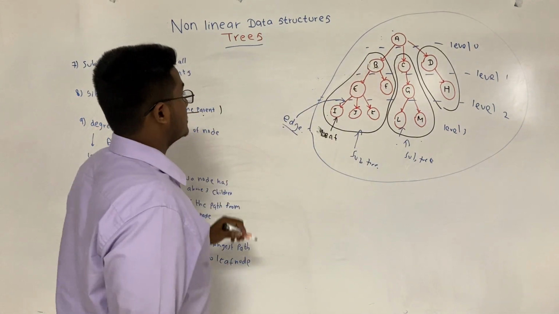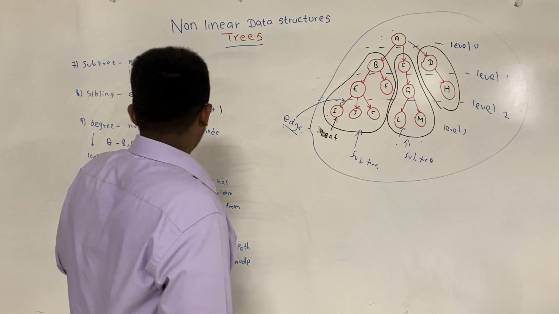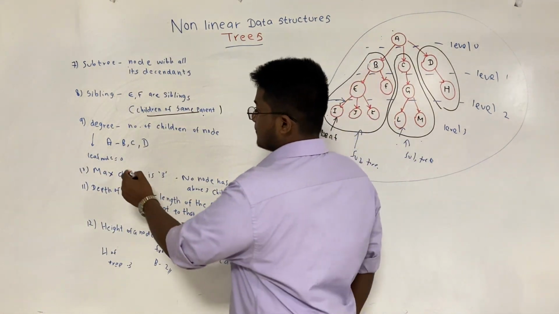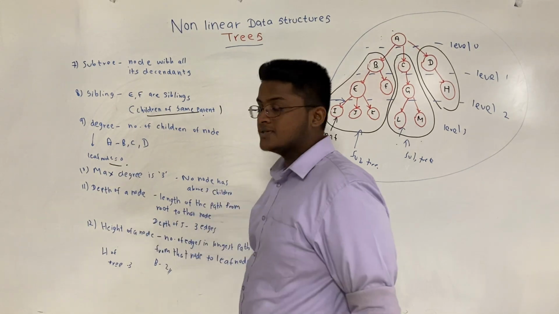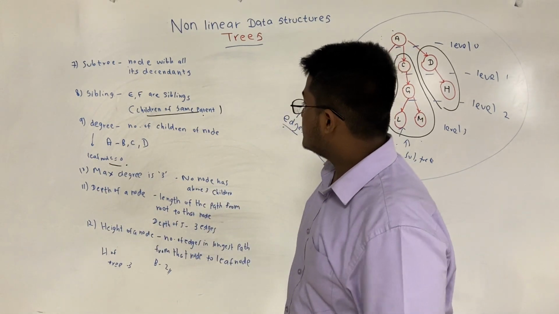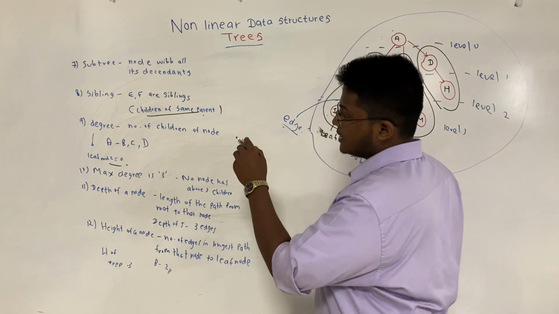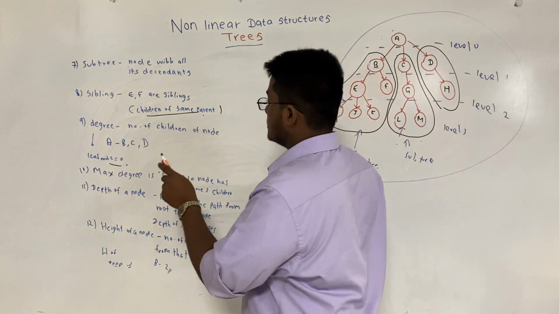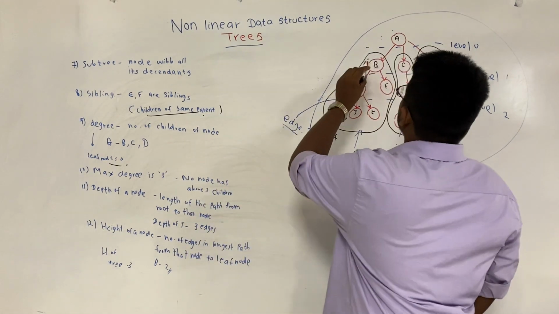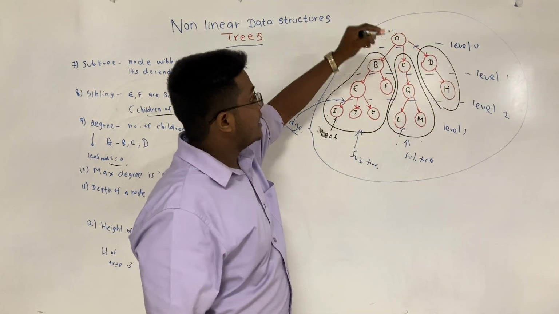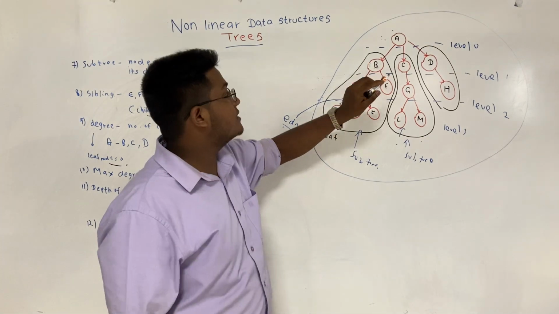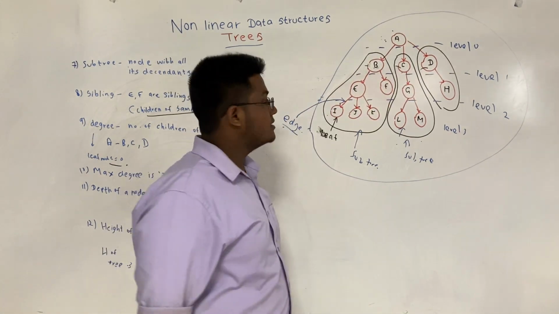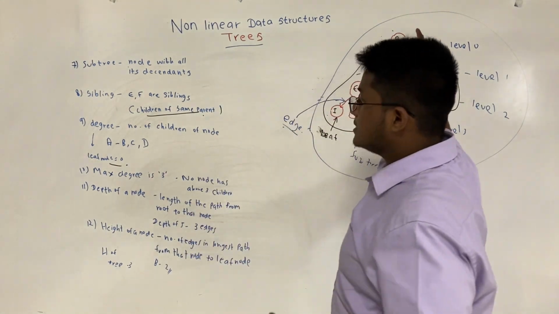Now, before that, remember the degree of a leaf node is 0. Degree of a leaf node is 0, and when we take the degree of A, right? Degree means the number of children of the node. If we take the degree of A, it has only 3 children. A has B, C, and D, right? That is the degree of A.